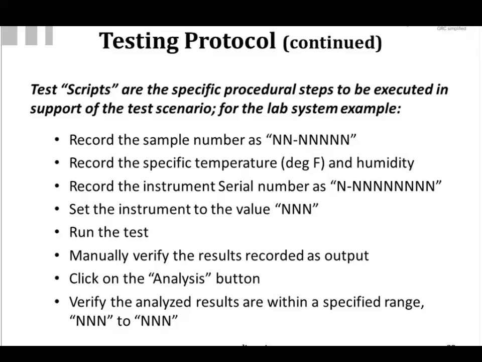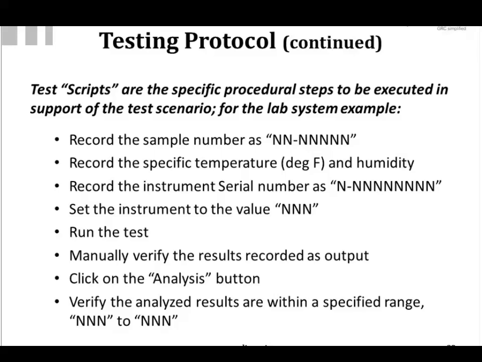You want the specific temperature to be a certain degree, Fahrenheit or Celsius, either one, and the humidity to be recorded. You want the instrument serial number, and again, there may be a specific alphanumeric or other type of format for that. You want to set the instrument to a specific value, and then you want to run the test and manually verify results were recorded as output. You might also have an analysis step. Verify that the analyzed results are within that specified range of whatever it might be.